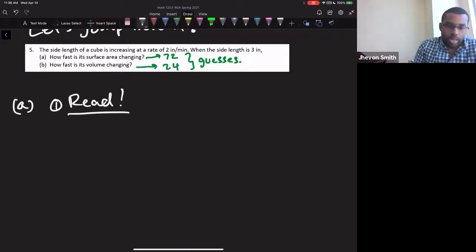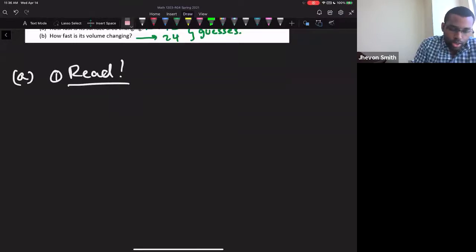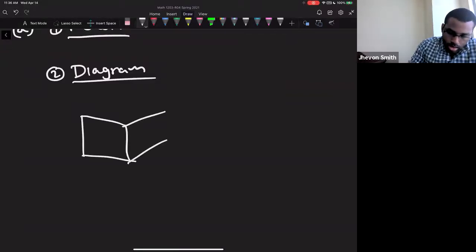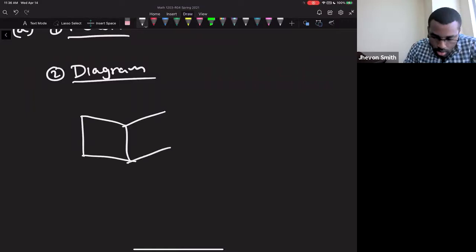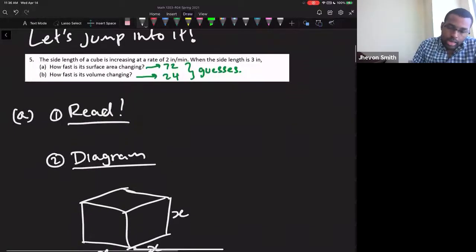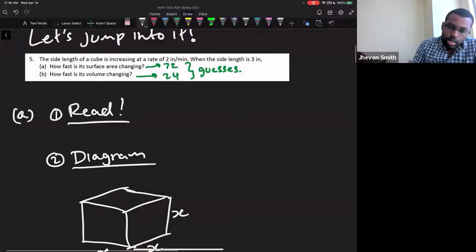So related rates problems, we have all the important information. 2, diagram. It's a cube, which means it's a box with all sides equal. So this length here is, say, call it x, x, and x. Length, width, and height are x, right? So that is our guy.